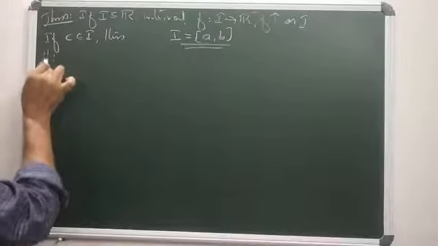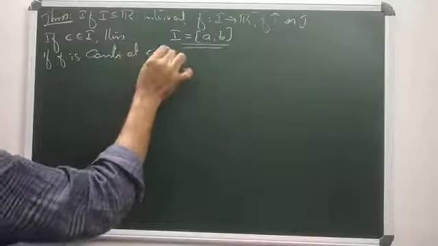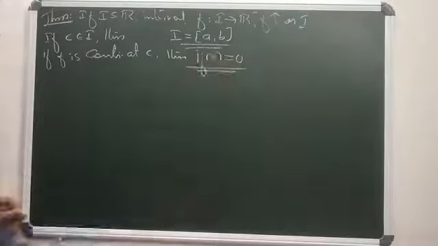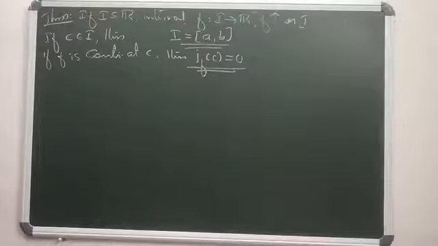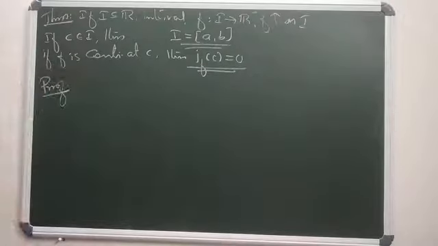Then, if f is continuous at c, then j_f(c) equals 0. So when f is not continuous, j_f(c) differs from 0. If f is discontinuous at c, surely j_f(c) differs from 0. If f is continuous at c, then the jump of f at c should be 0. There is no jump. That is the meaning of continuity.